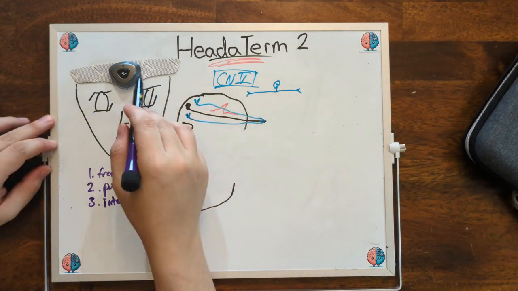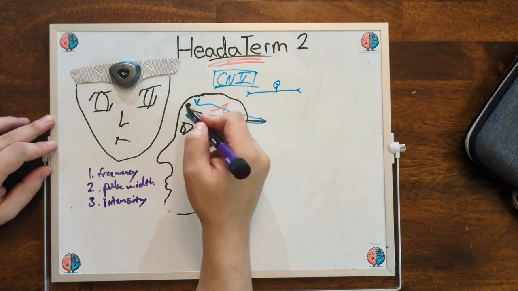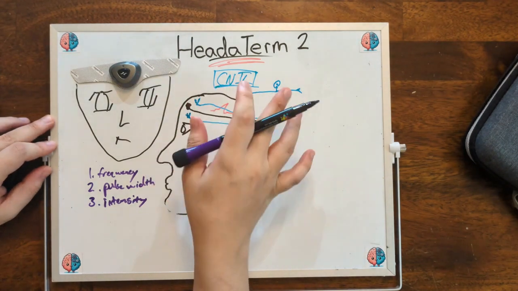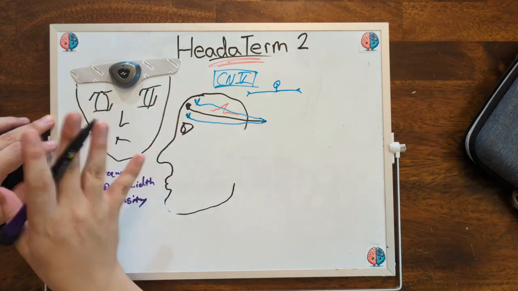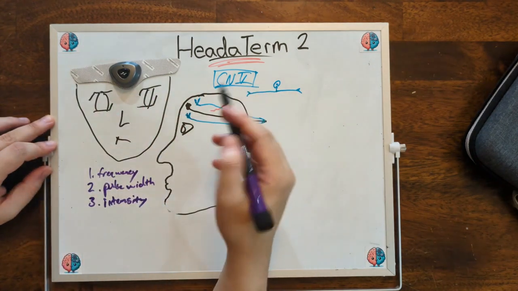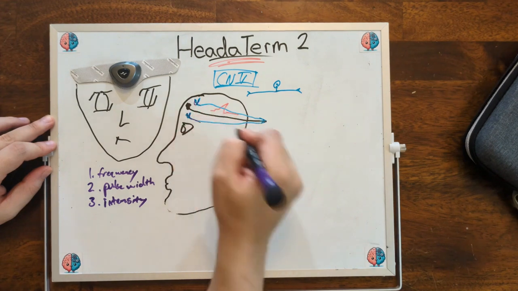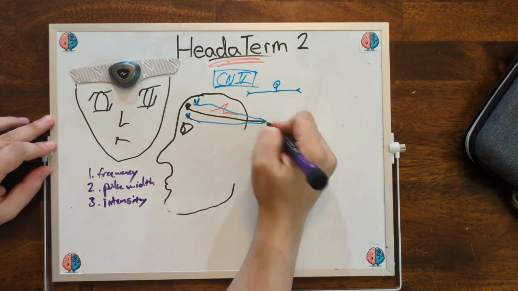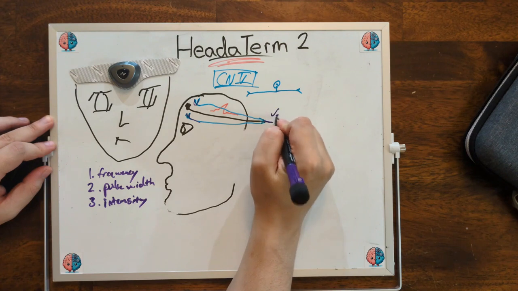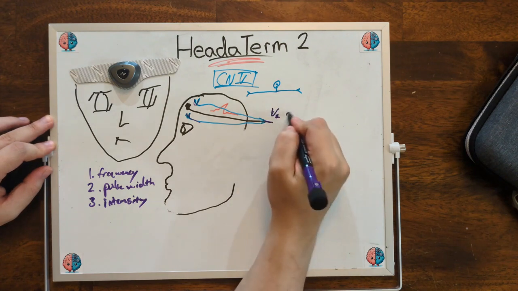So these electrical pulses from the HeadaTerm 2 device will first encounter the skin, right? So it'll first encounter the epidermis, it'll pass through the dermis, and their target is just beneath, which are the supraorbital and the supratrochlear nerves. So these nerves are actually branches of the ophthalmic division, V1, of the trigeminal ganglion.